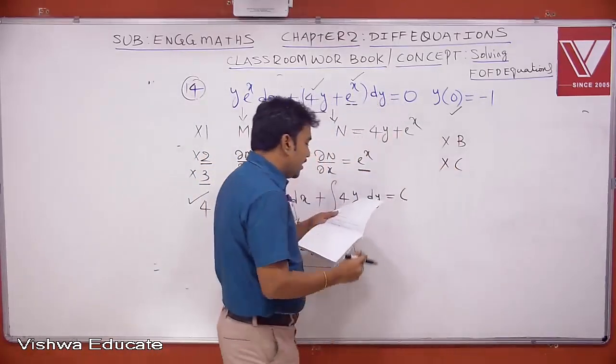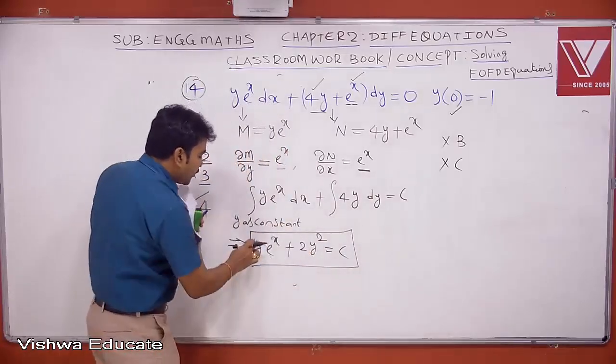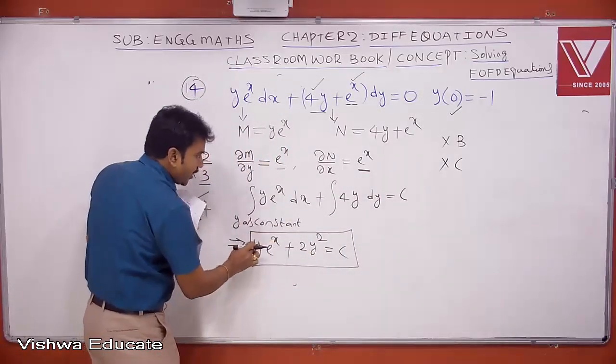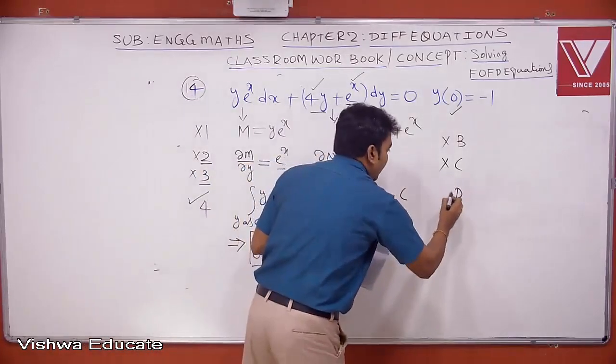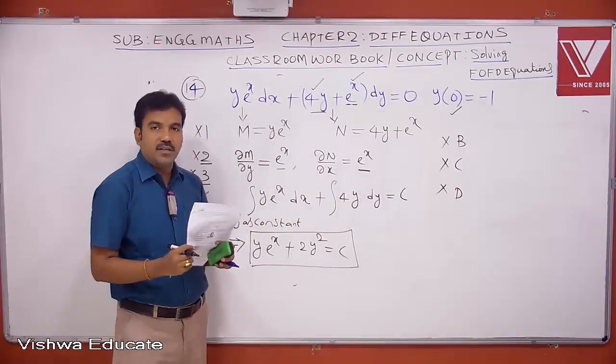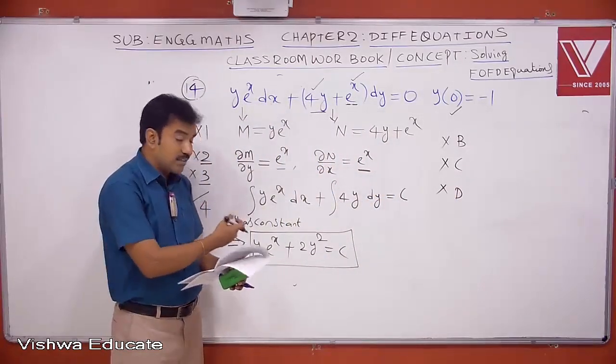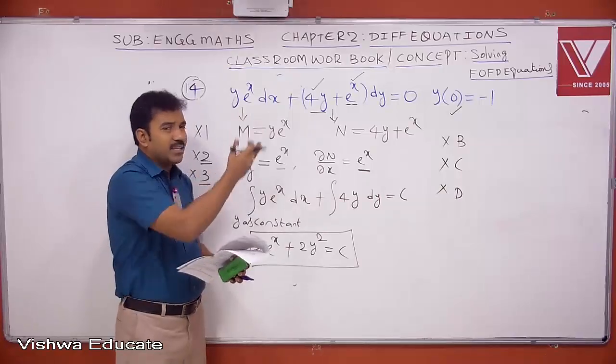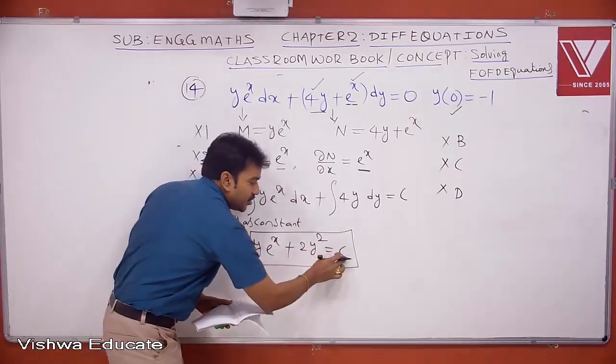In option D, we have x e power x, but the coefficient of e power x is x, so option D is also wrong. Therefore, option B is eliminated, C is eliminated, D is eliminated, so it is directly A. Or you can easily get the value of C, you will get C value 1.